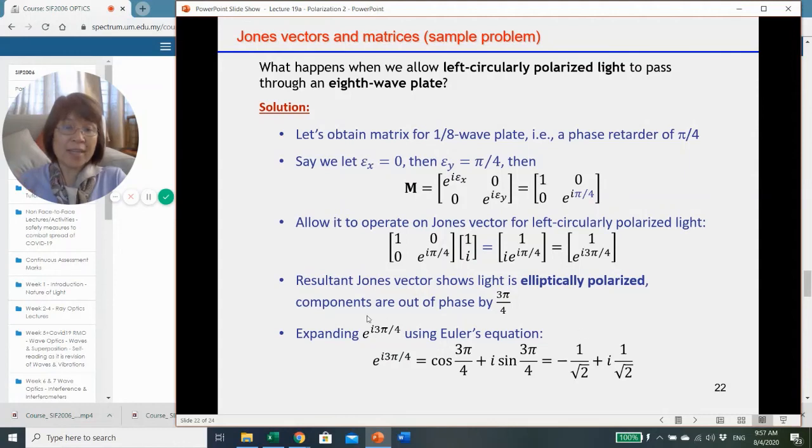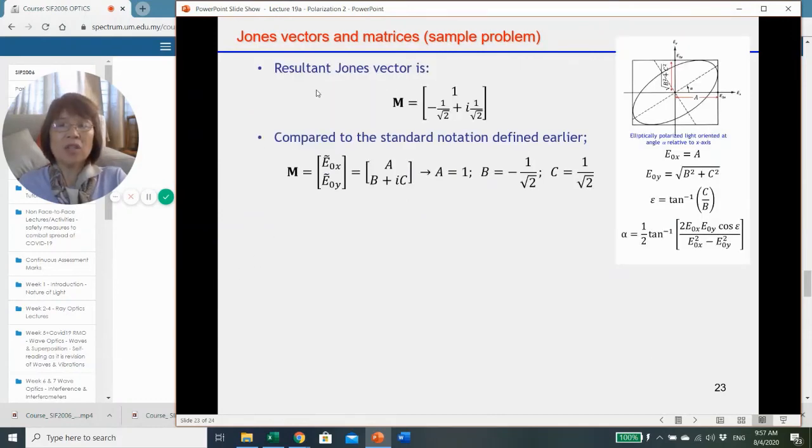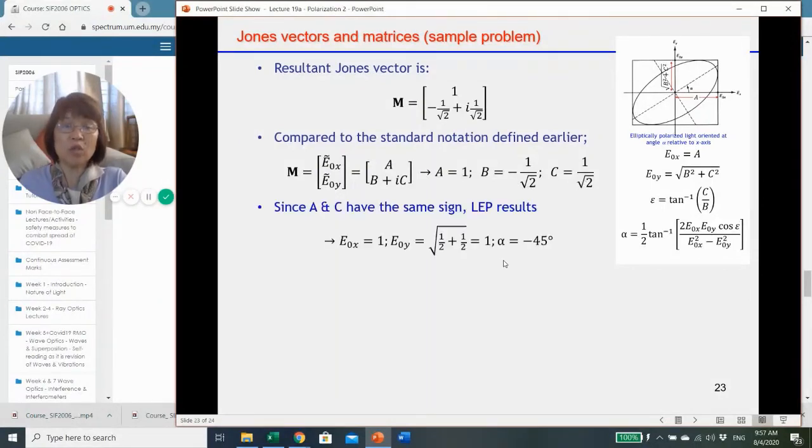So expanding this one using Euler's expression, you will have cos 3 pi over 4 plus i sine 3 pi over 4, which gives you negative 1 over root 2 plus i 1 over root 2. That will be the element for B plus iC, right? So the resultant Jones vector is written in this form. So compared to the standard notation that we have defined earlier, so our A would be 1, B is negative 1 over root 2, and C would be 1 over root 2.